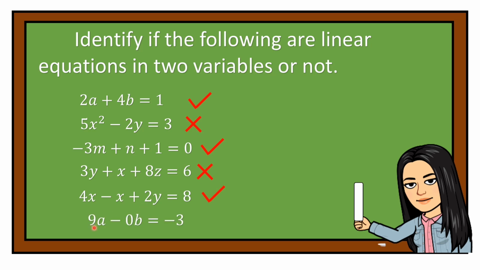Last, 9a minus 0b is equal to negative 3. So the answer is X, since if we multiply 0 times b, this would be equal to 0. So we only have here one variable, which is a. So this is not a linear equation in two variables.